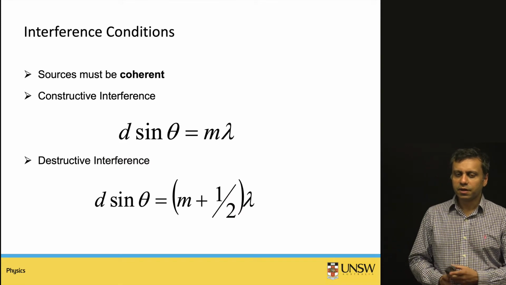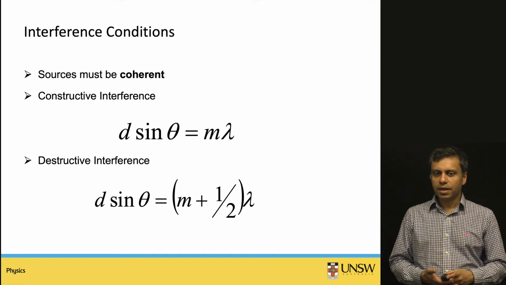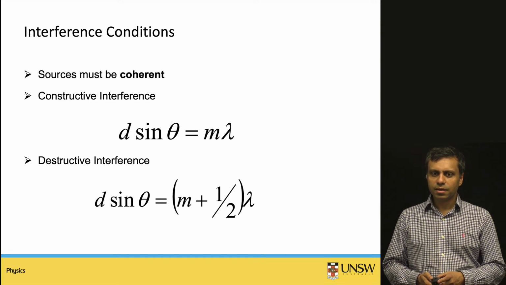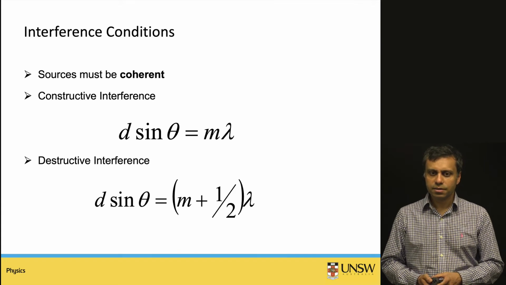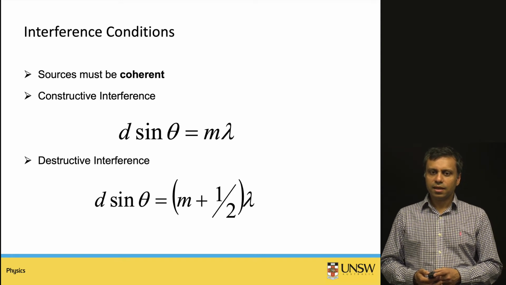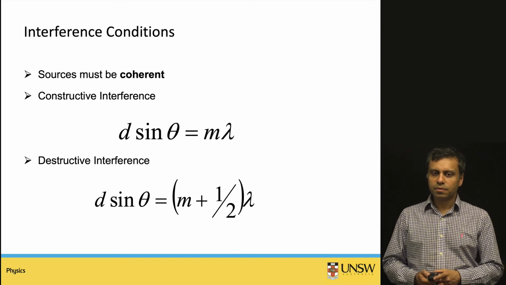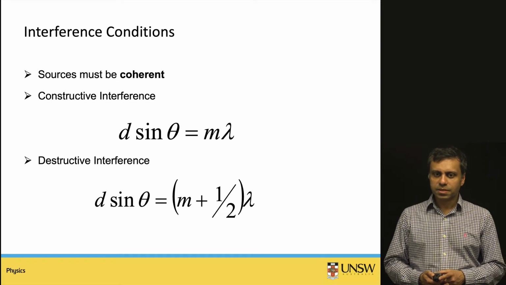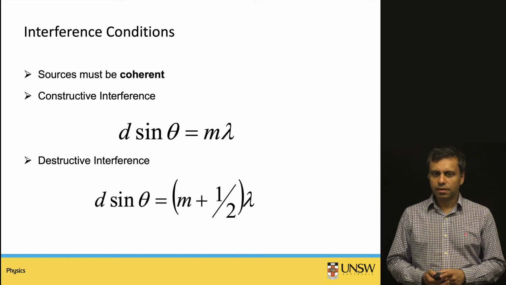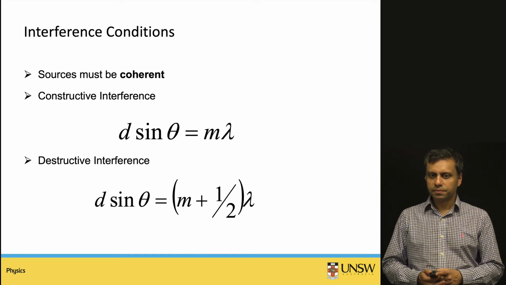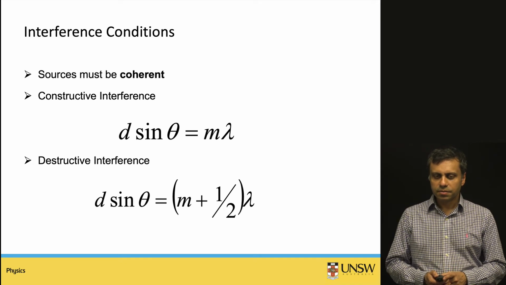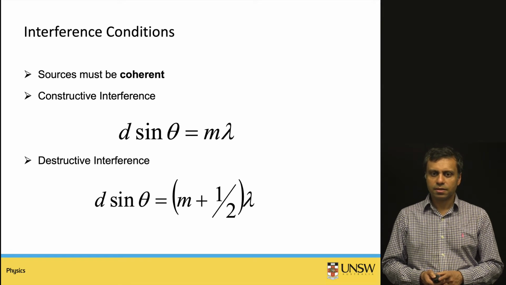And so if this path difference is a multiple of lambda, m being an integer, so d sine theta equals m lambda, this is the condition for constructive interference. And for destructive interference, if this path difference d sine theta is a multiple of m plus half, basically, lambda, then we have destructive interference. m here is any integer starting from 0. Another condition here is that the sources must be coherent. Otherwise, it will be hard to observe these effects.